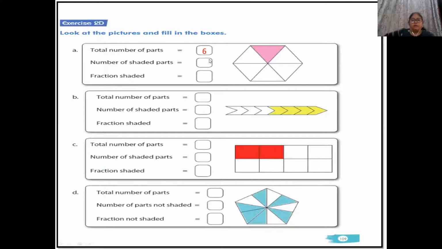Okay, so once again we will do it. Total number of parts will be 6. Number of shaded parts will be 1. So what will be the fraction? It will be 1/6. Okay, children.